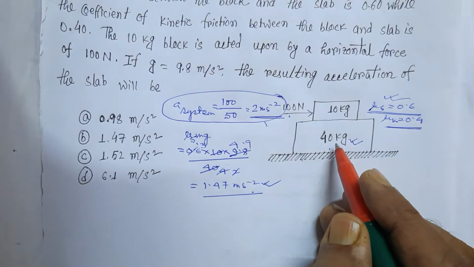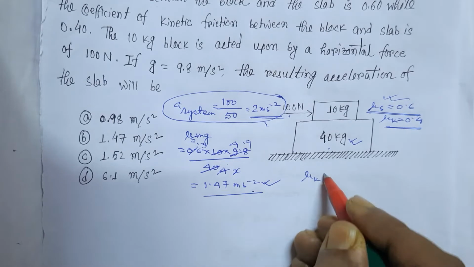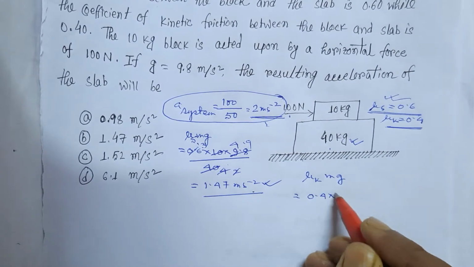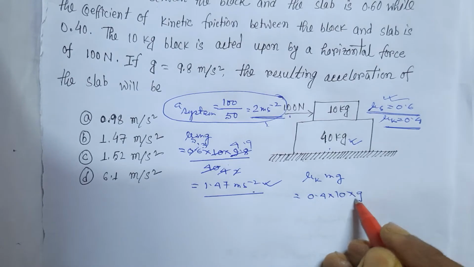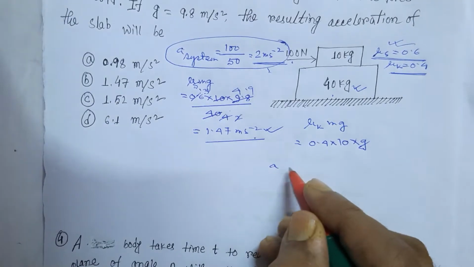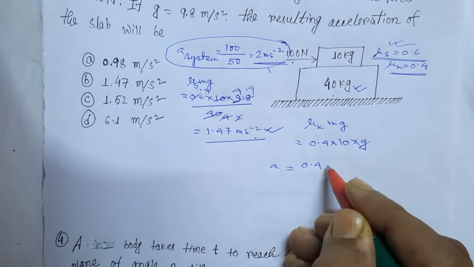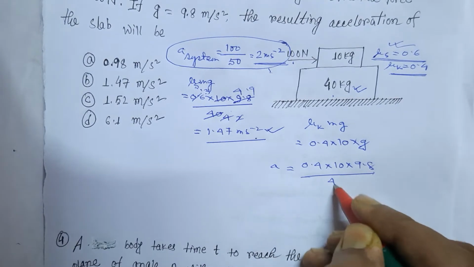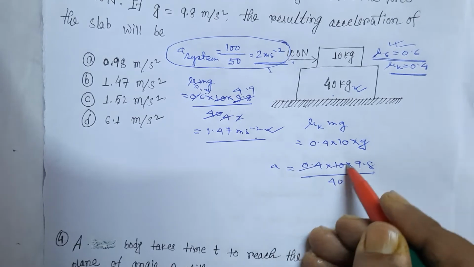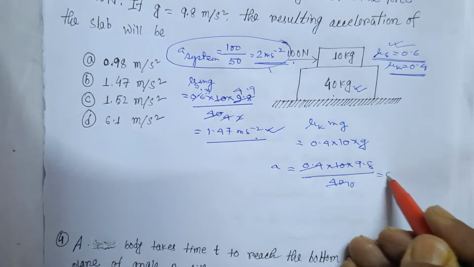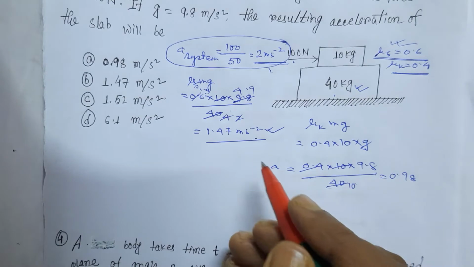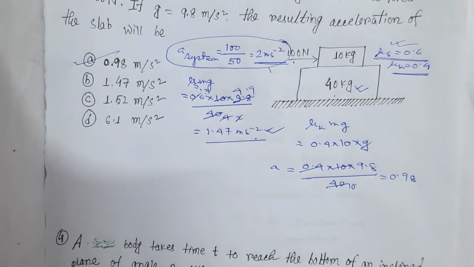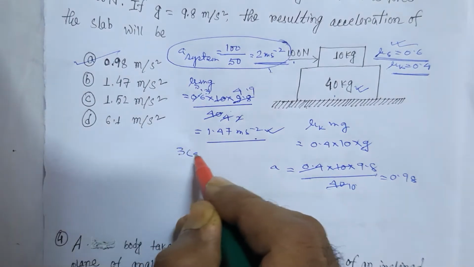When kinetic friction is acting, the frictional force is mu k into mg, where mu k is 0.4, m is 10, into g. So the acceleration a in this case is 0.4 into 10 into 9.8 divided by 40. So this is 0.98. So the acceleration is 0.98 meter per second square. So our correct choice to question number 3 is A.